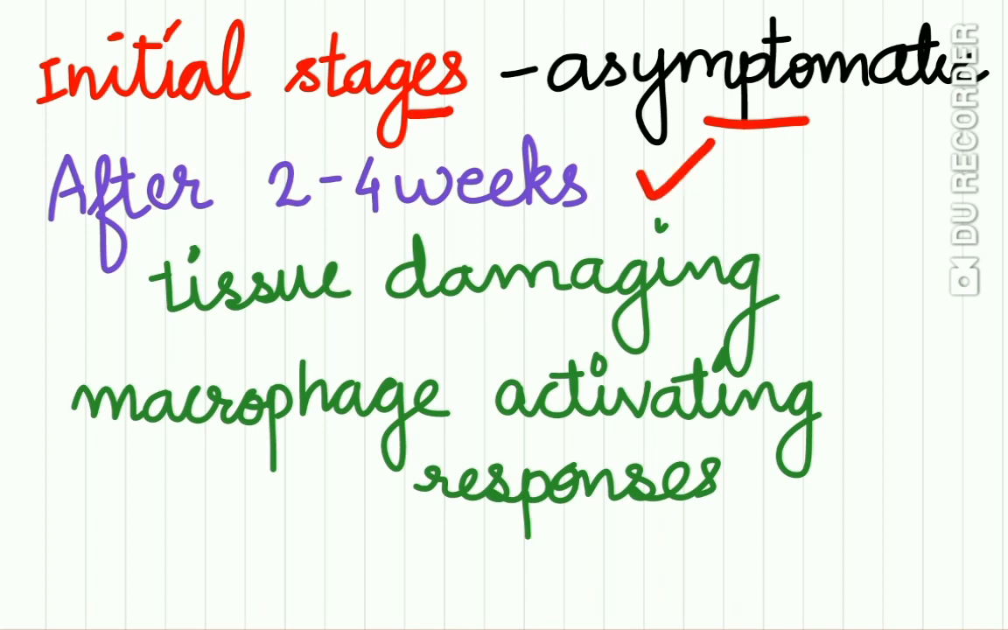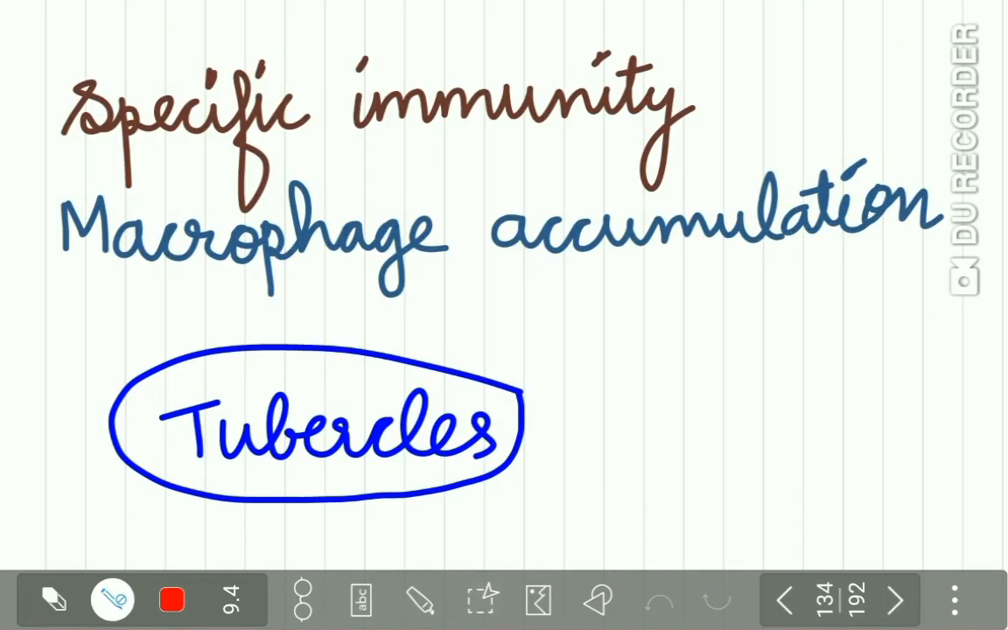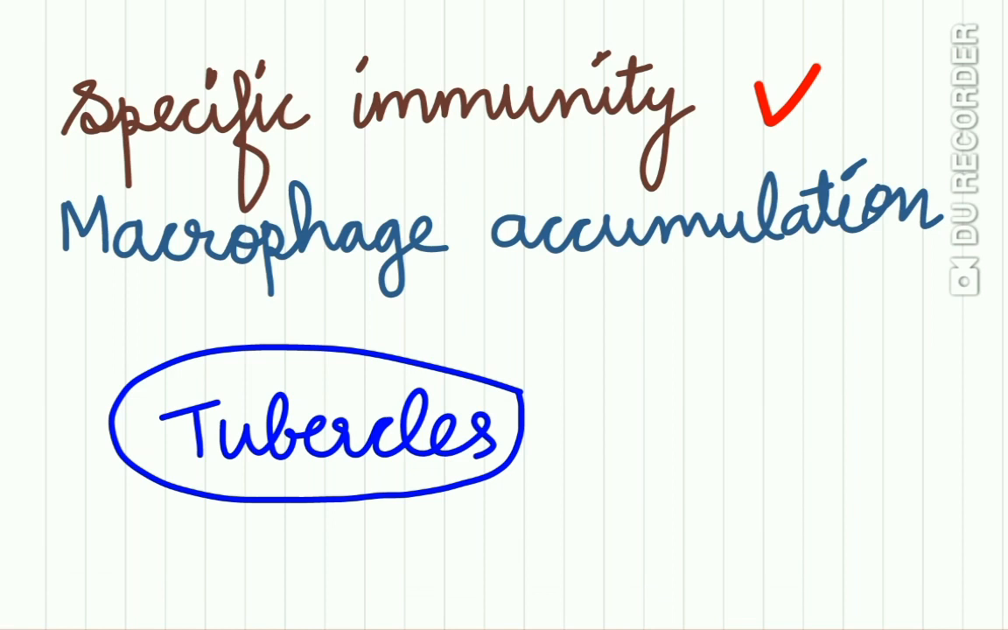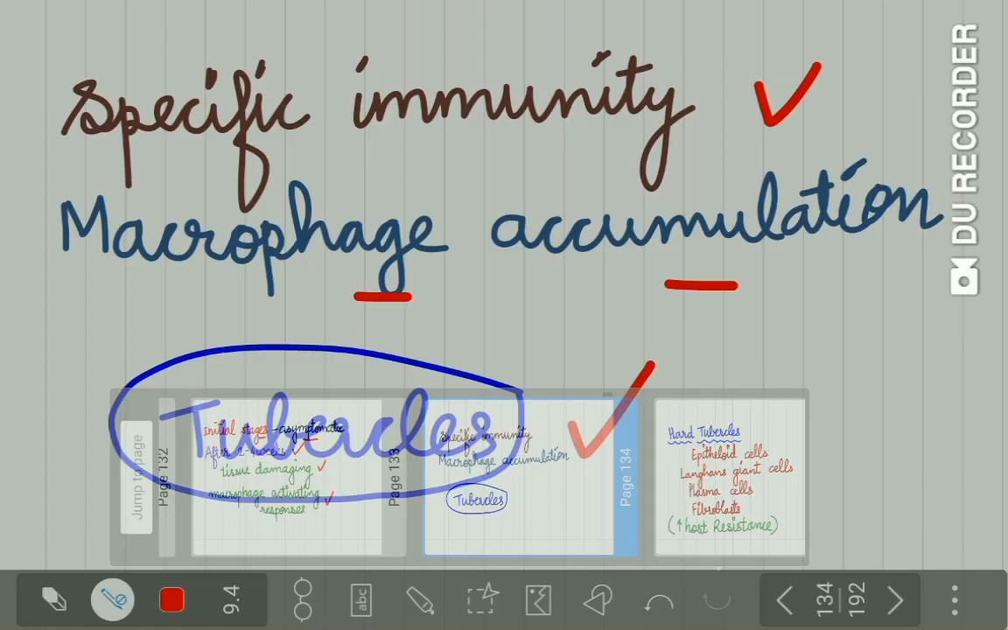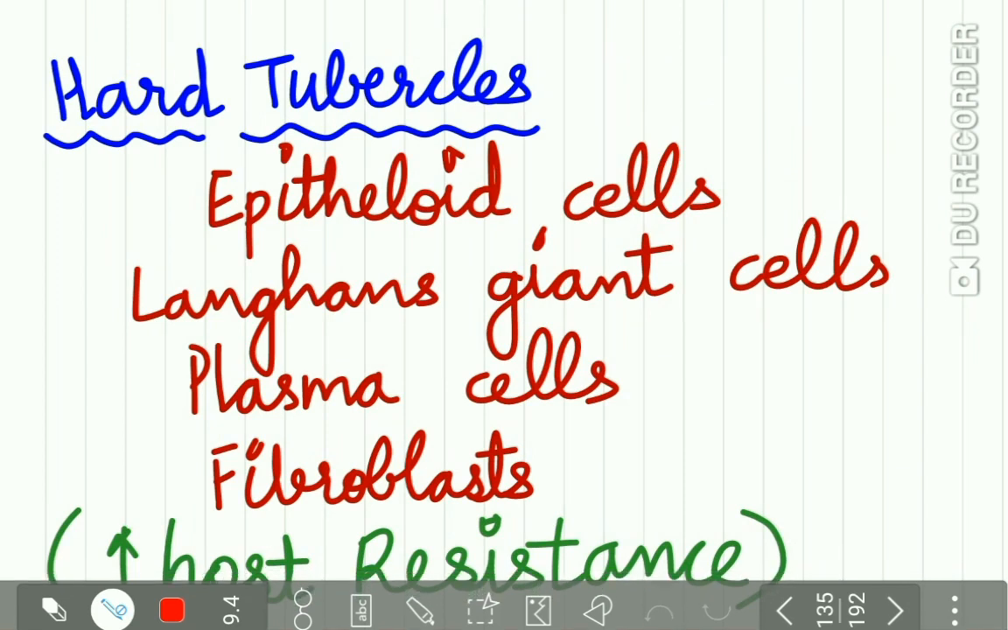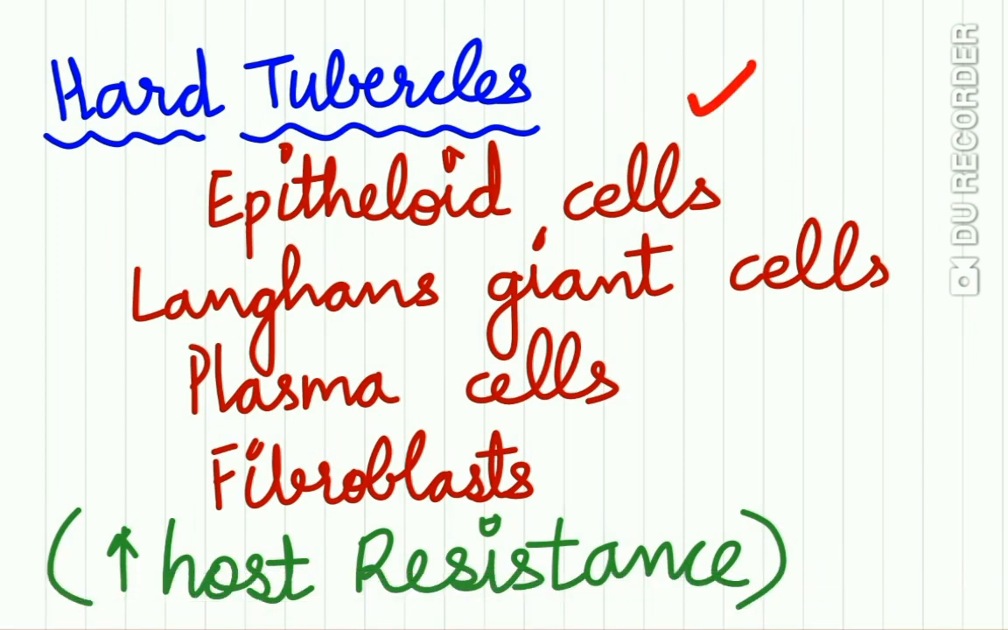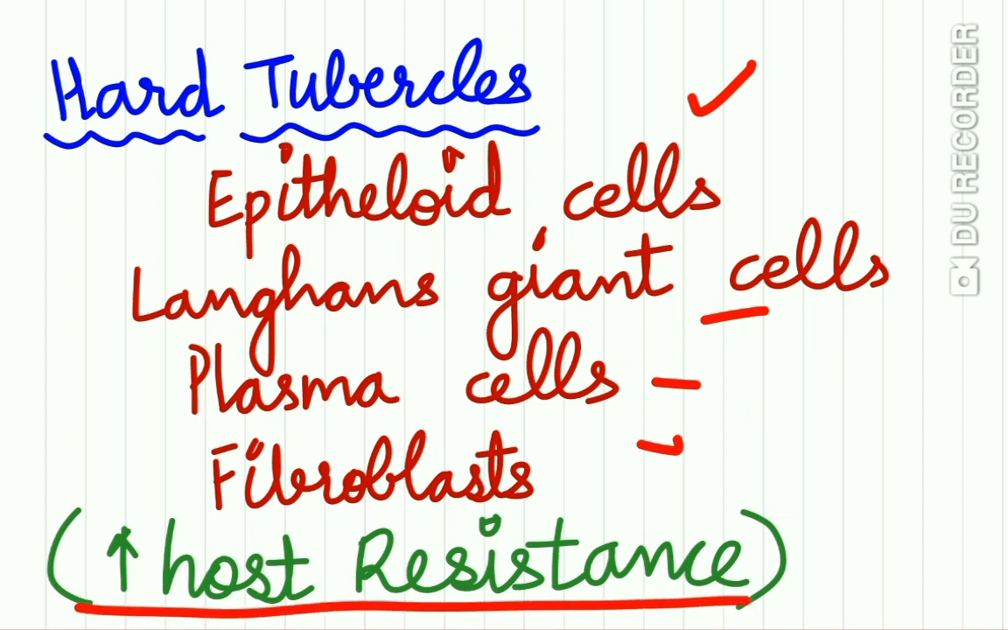After 2 to 4 weeks, there are tissue damaging and macrophage activating responses. There is specific immunity which comes into action, and there is macrophage accumulation at the site forming the tubercles. Now, the hard tubercle of tuberculosis is made up of epithelioid cells, Langerhans giant cells, plasma cells, and fibroblasts. This formation of hard tubercles occurs when the host resistance is quite high. So, these are the cells present in the hard tubercle.